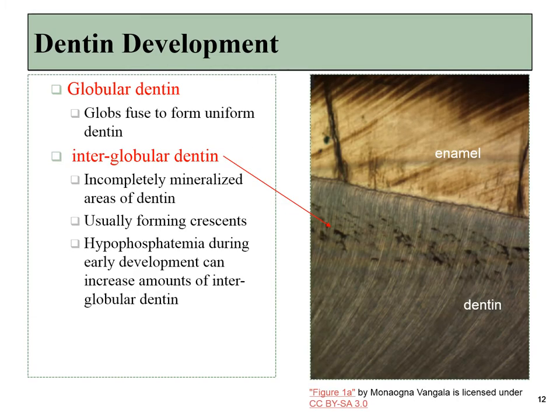These globs should fuse with other globs to form a more uniform solid layer of dentin. But sometimes some of the globs don't fully mineralize, and we're left with interglobular dentin. I suspect this is somewhat similar to taking a bunch of flour and throwing water in it as you're trying to make a cake or a cookie.